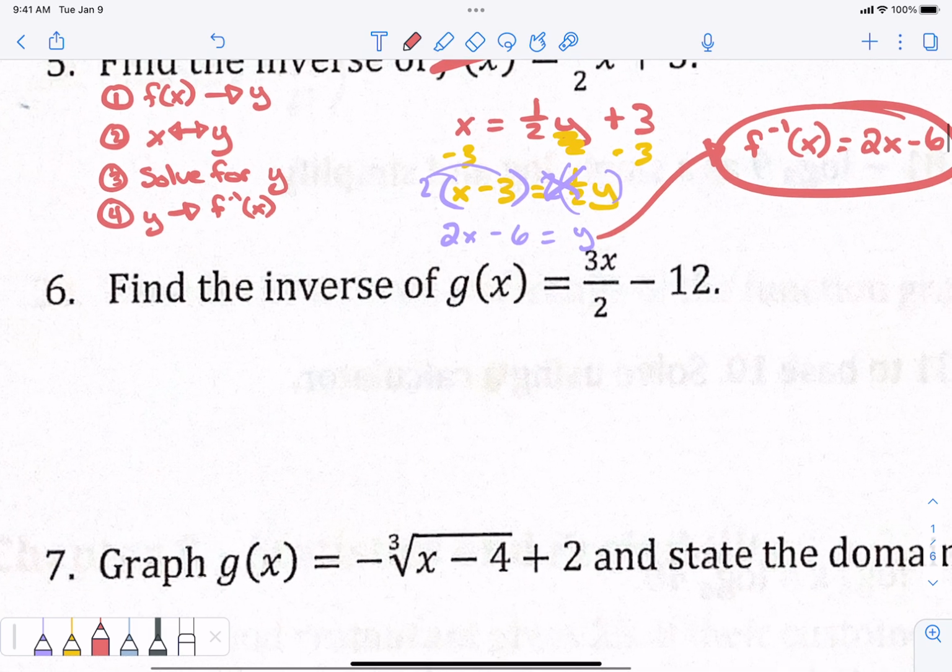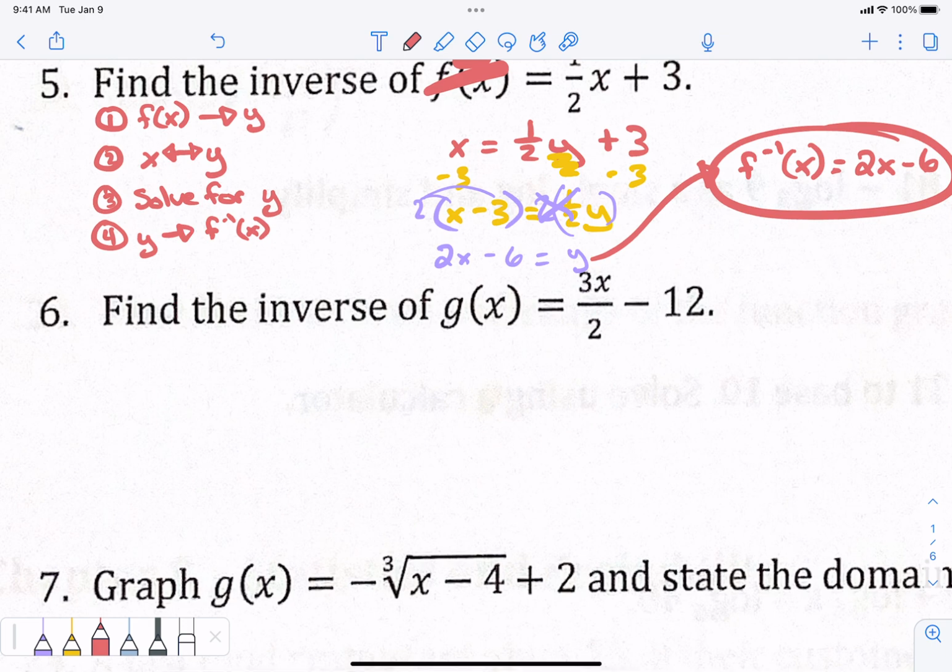All right, next one, number 6. This is also an inverse one. Do you want me to rewrite the steps, or are we good if I just draw an arrow? Arrow those steps. Okay, finding the inverse. Except this time they call it g of x, but that doesn't do anything. We're still going to rename it as y. Step 2, switch x and y. x equals 3y over 2 minus 12.